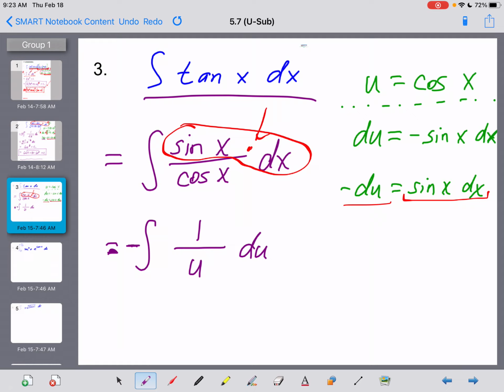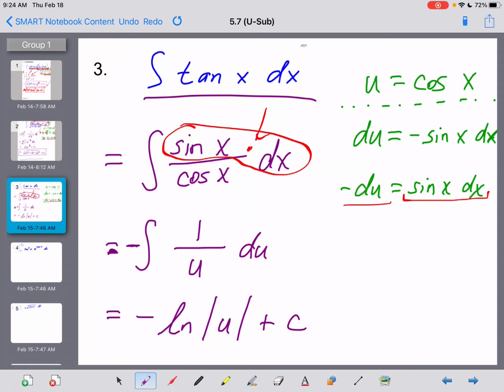And I'm hoping you guys recognize this here. Integrating 1 over x with respect to x, that is the natural log of the absolute value of x, or in this case, u. So the negative comes along for the ride, and integrating 1 over u is going to be the natural log of the absolute value of your denominator, which is just a u, and a plus c at the end of all that.